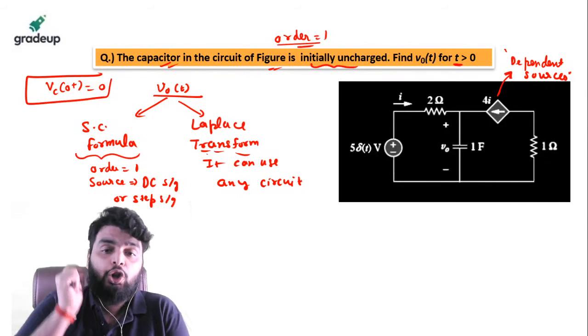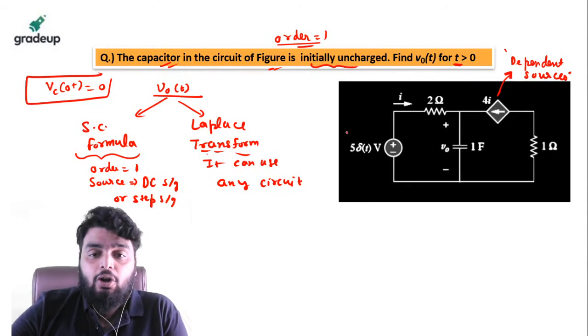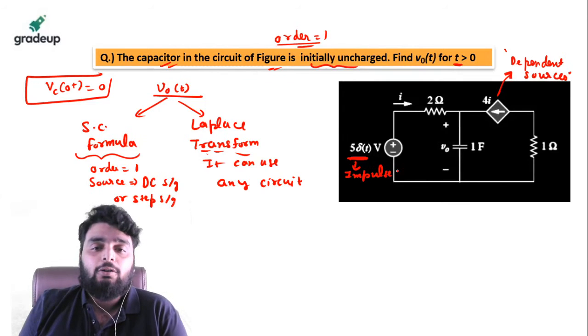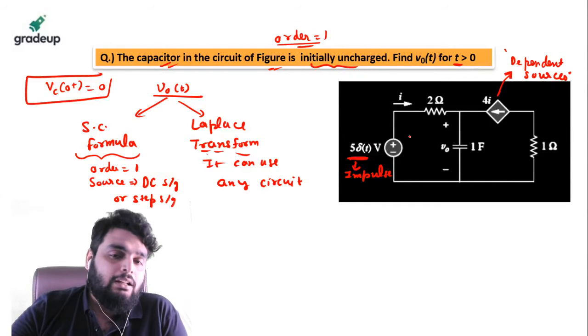The answer is no. We cannot apply the shortcut formula. Why? Because you can see the source is the impulse function. For the impulse function, I cannot apply the shortcut formula. Remember this thing. So I have to use the Laplace transform here.